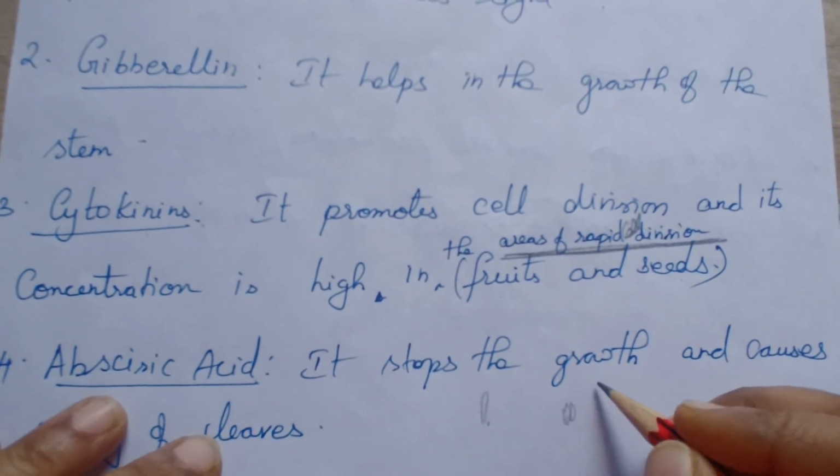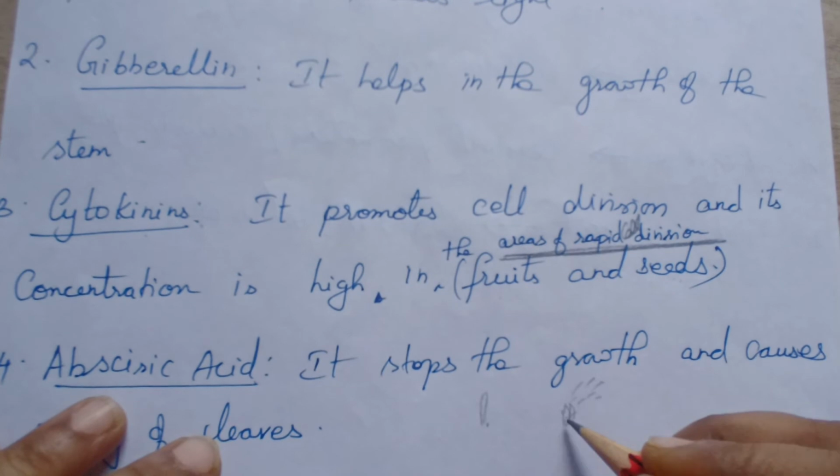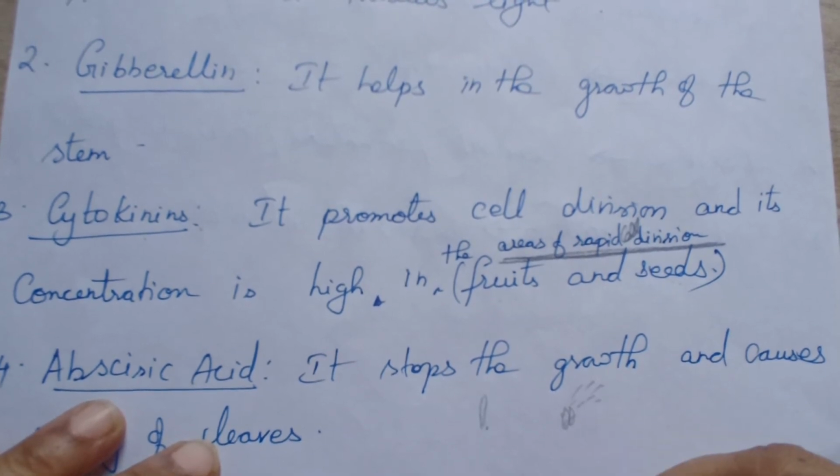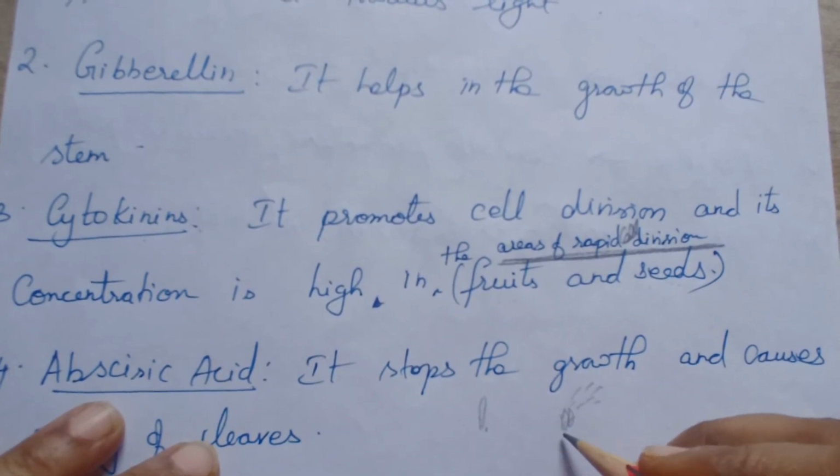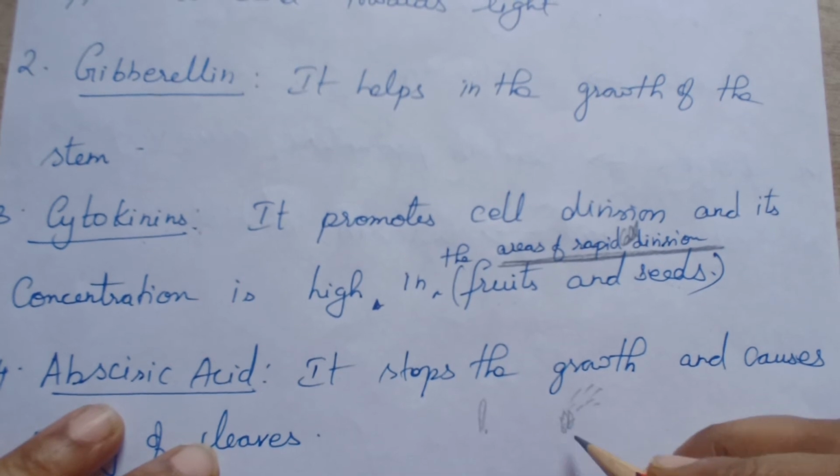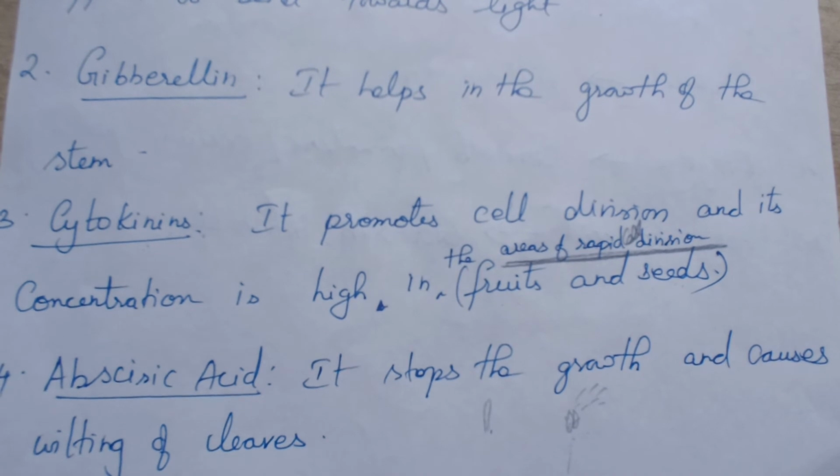Once, for example, you get more rain, all the abscisic acid will be washed away. Then you will have the presence of auxin and cytokinin, and the plant growth will be good.